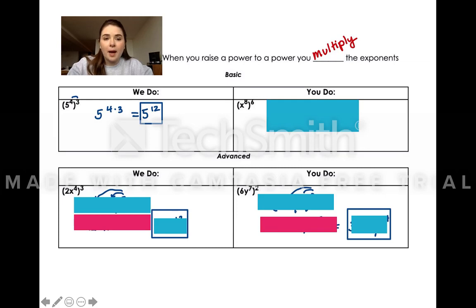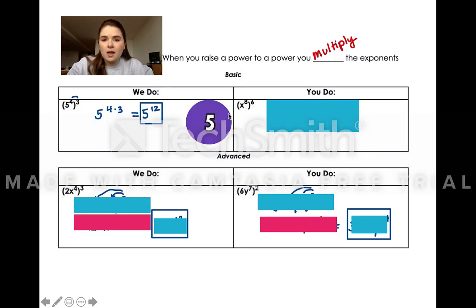So let's take a look at our power to a power rule. Whenever you raise a power to another power, you multiply the exponents. And so in our first example here, we are going to just be multiplying those exponents. We get rid of the parentheses, and our single term here is 5 to the 12th power.